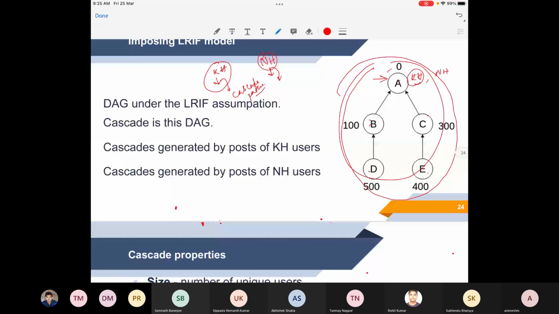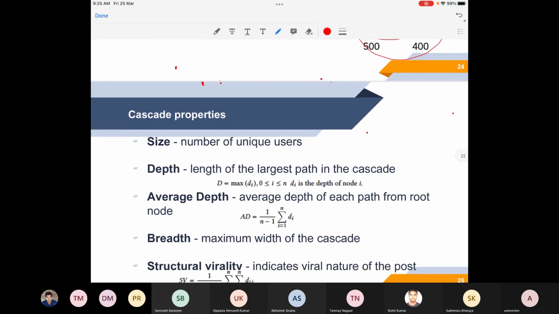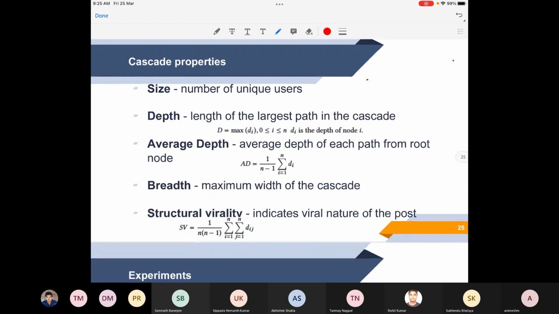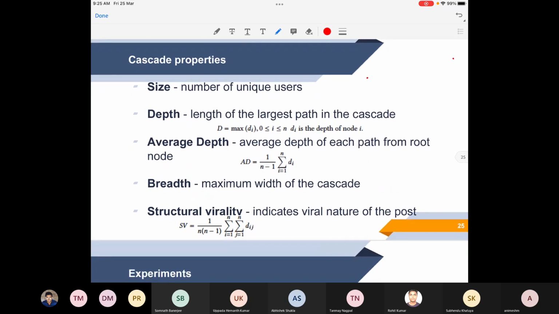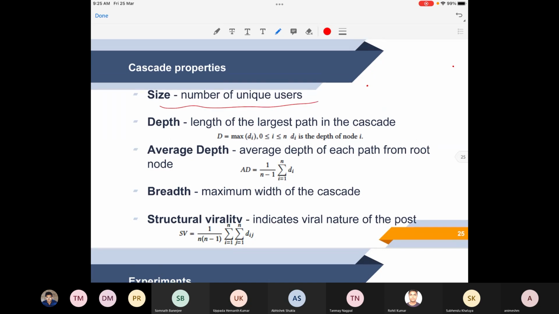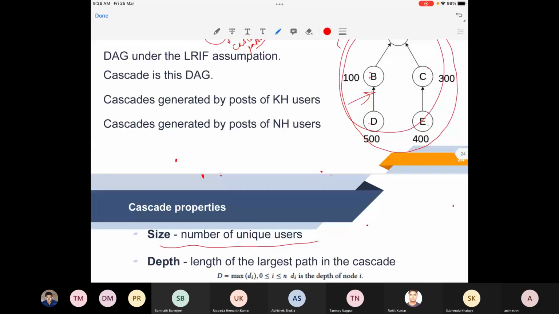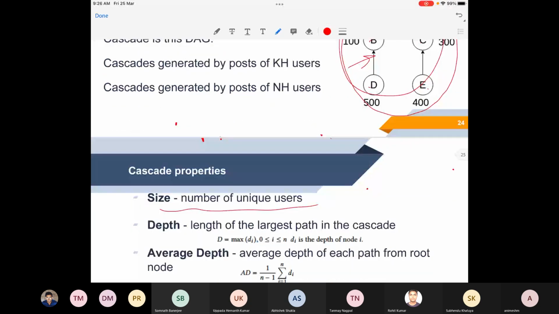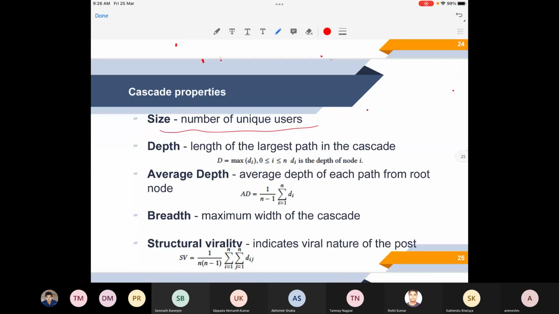Now, from these cascade structures, you try to estimate certain known properties of a cascade. Now, what are these known properties? So some of the known properties are as follows. The first among these is the size of the cascade, that is the number of unique users in this DAG. So you just simply count the number of unique users in this DAG, that is the number of nodes, basically. Then depth. This is the length of the largest path in the cascade. So you can find out the largest path in the DAG, and that is your depth.